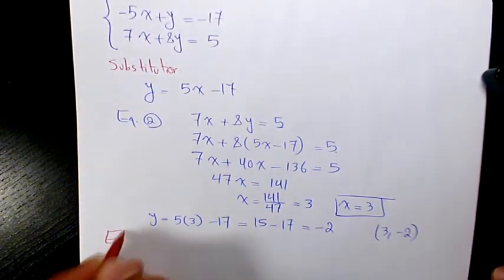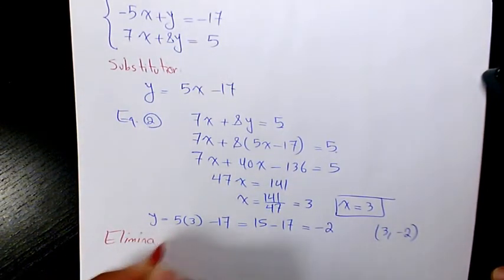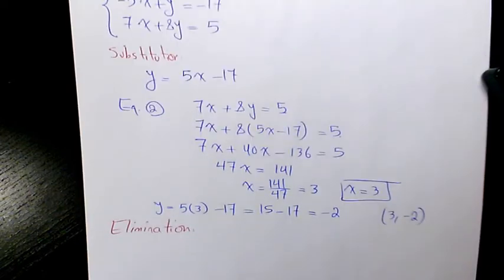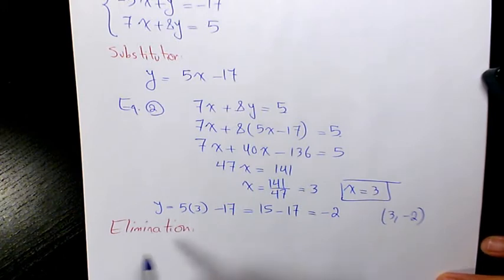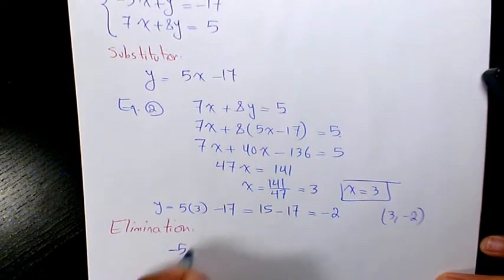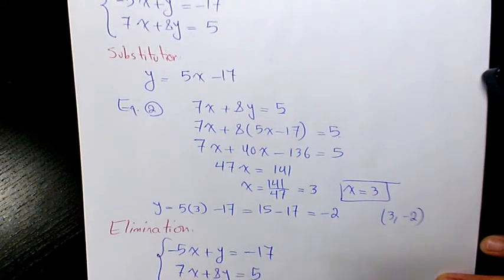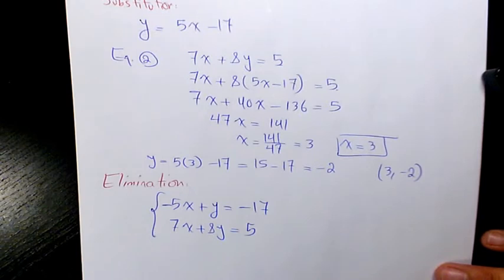Now you use the elimination method. You can choose which one to use. Some people find substitution easier. Some others find elimination easier. Negative 5x plus y equals negative 17, and 7x plus 8y equals 5. Now we need to choose if we want to eliminate x or eliminate y.